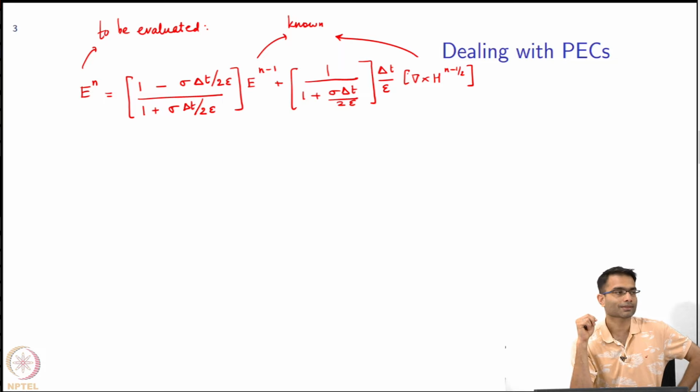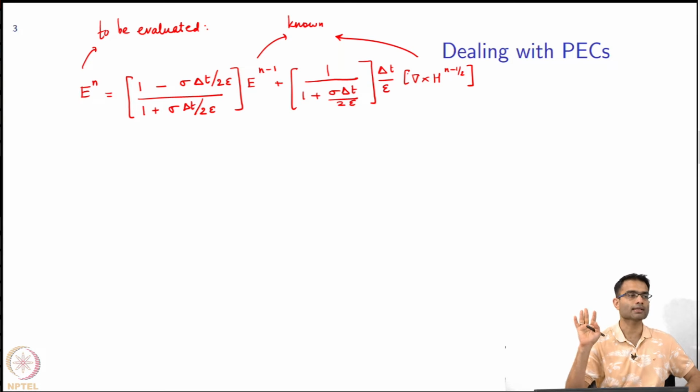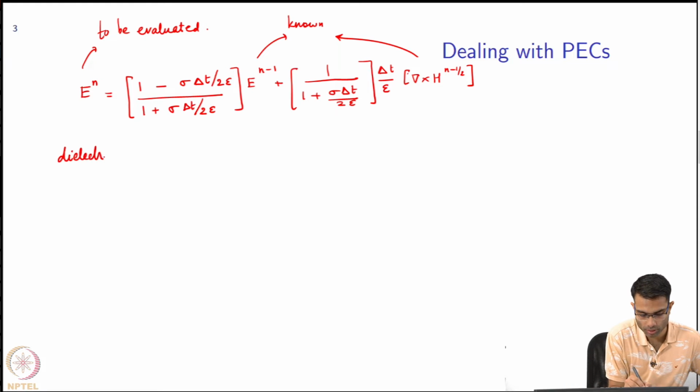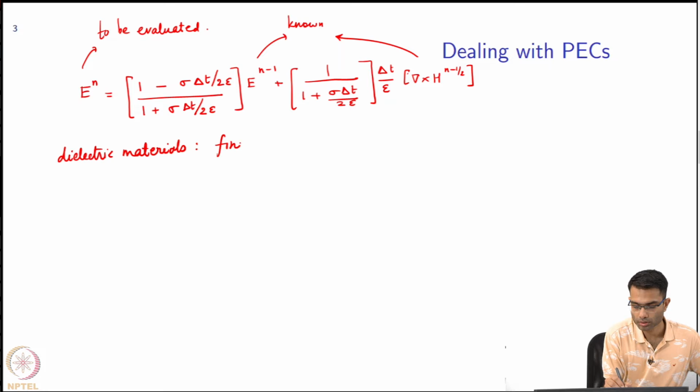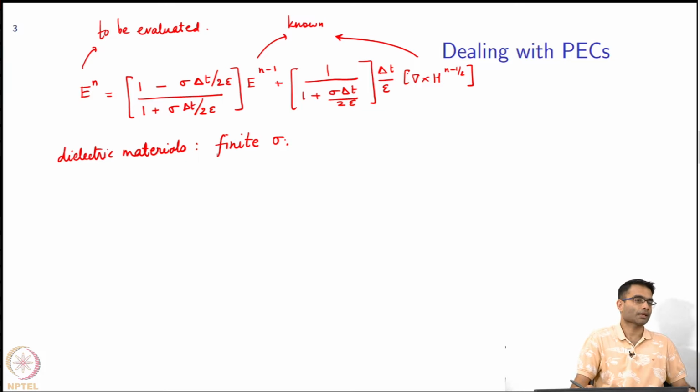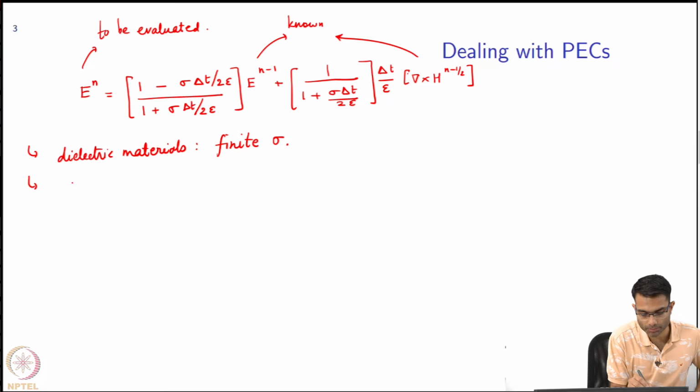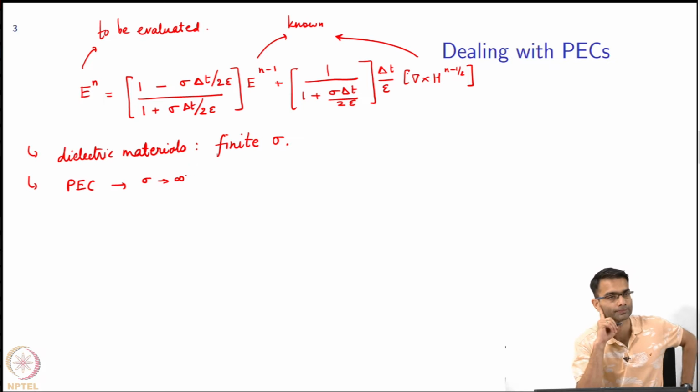So now let's take this dielectric material. A dielectric material has finite conductivity, right? A special case that often arises is that in your simulation domain you have metal, perfect metal: a metallic waveguide, a metallic aircraft, whatever. The conductivity associated with it will be infinity, right? So this is a PEC, a perfect electric conductor, where sigma tends to infinity.